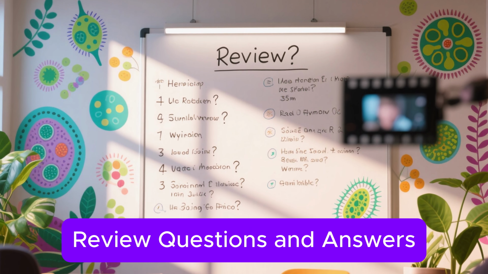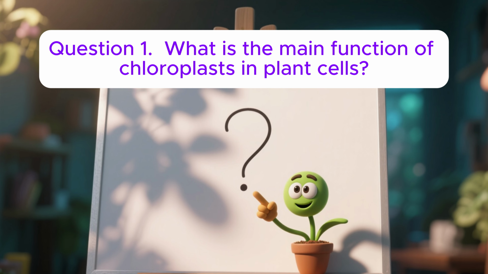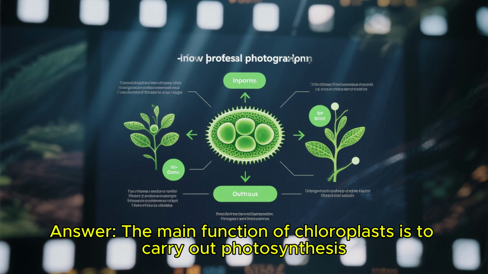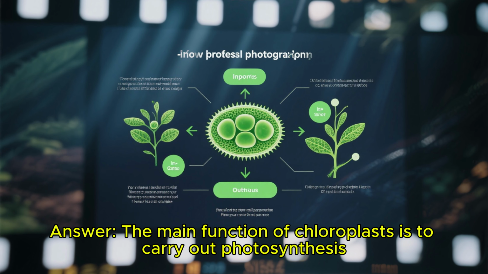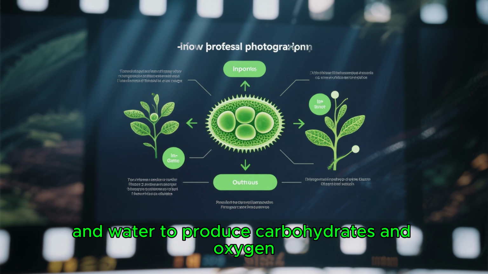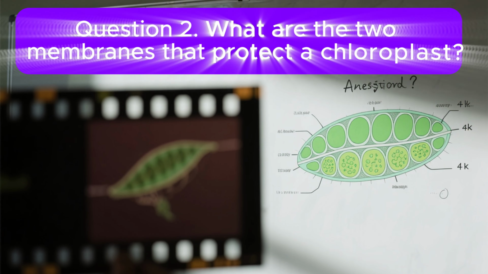Review questions and answers. Question 1. What is the main function of chloroplasts in plant cells? Answer. The main function of chloroplasts is to carry out photosynthesis, where they use sunlight, carbon dioxide, and water to produce carbohydrates and oxygen.